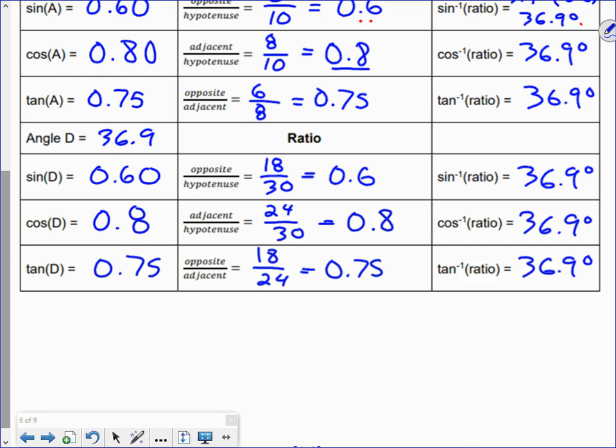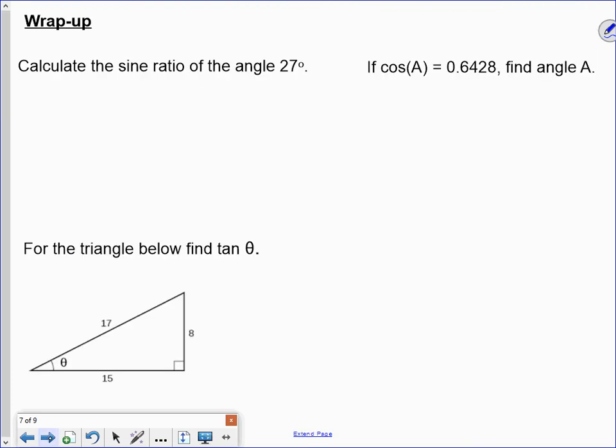Okay. So what do you need to be able to do at this point? If I give you an angle of 27 degrees, you need to be able to, using your calculator, figure out what the sine ratio of that angle is. I.e., you need to be able to do sine 27 in your calculator and get the correct answer, 0.4599. Okay? We want to be using 4 decimal places for these ratios.